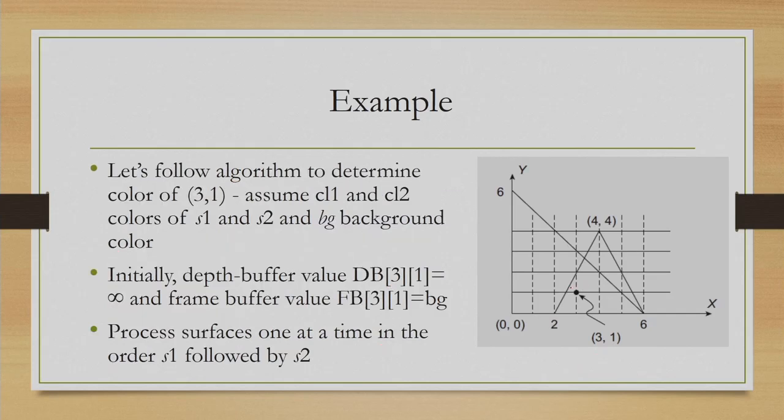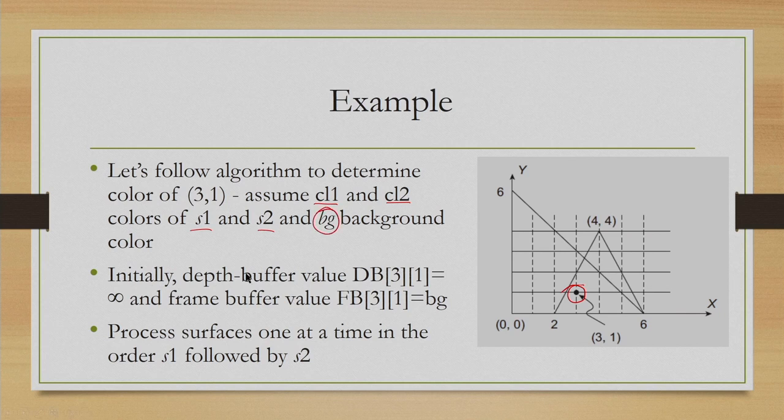Now, we are given a point (3, 1) and we want to determine the color at this point. Note that this point is part of both the surfaces. So, which surface color it should get, we can determine using the algorithm. Let us assume that CL1 and CL2 are the colors of S1 and S2, and BG is the background color.